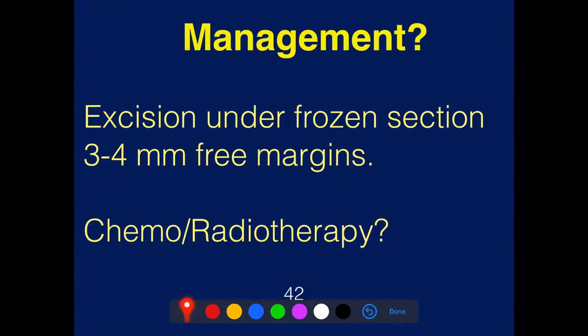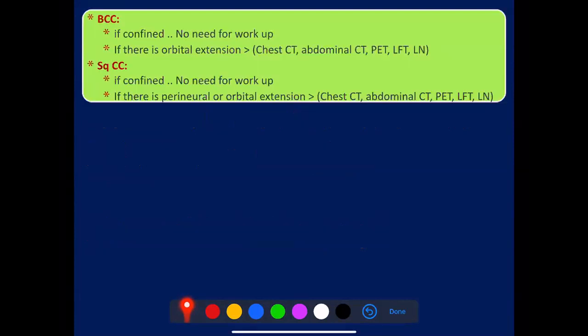If you have orbital invasion, or the patient is not fit for OR, or if the patient refused, it's overlapping with other tumors. Again, to summarize, it's the same as basal cell carcinoma. So it's very important. You have chest CT, abdominal CT, PET scan, LFT and lymph node. Lymph node and PET scan are redundant. You can check lymph node by doing PET scan, and you can do MRI.